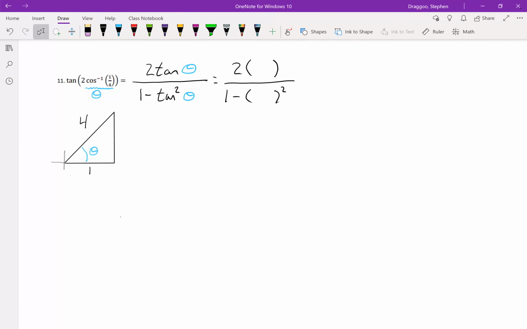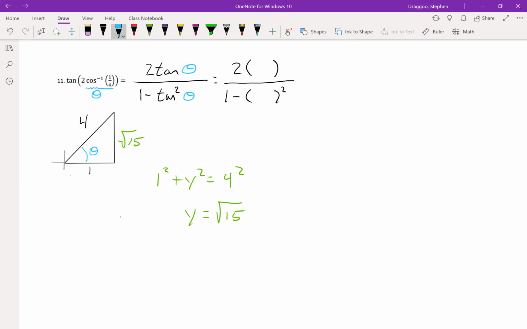And then finally, problem 11, the tangent of 2 times the cosine inverse of 1/4. This one's not a Pythagorean triple, so if we look for a missing side, y, 1 squared plus y squared is equal to 4 squared, meaning that y is the square root of 15. And because we're taking the cosine inverse of a positive value, we know that our reference triangle should be in the first quadrant, and that also y should come out to be positive square root of 15.